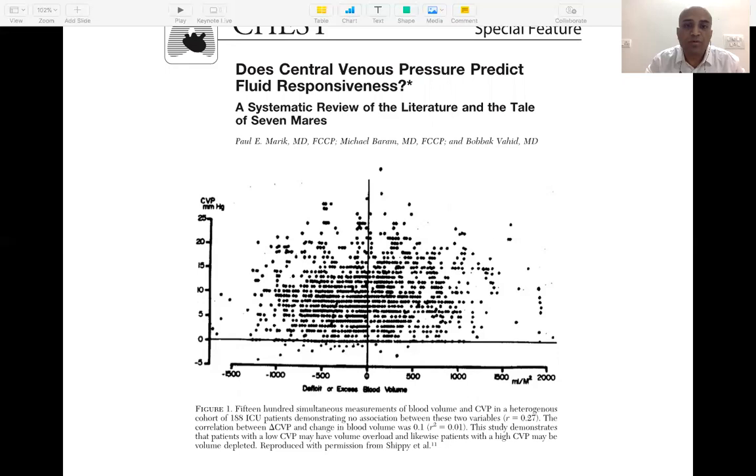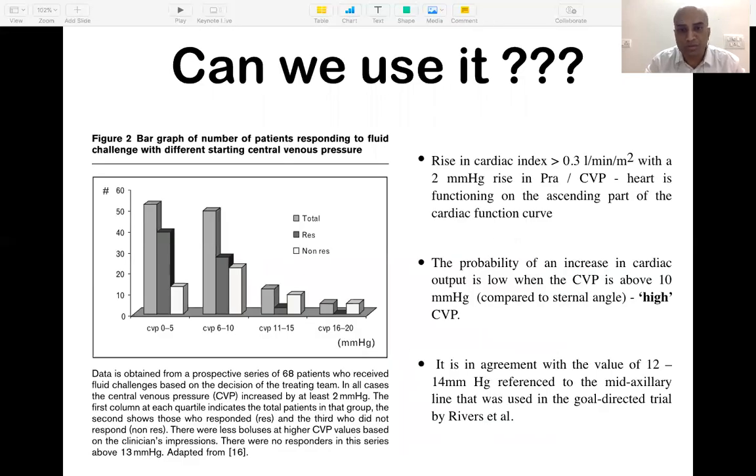But what if you don't have any other modality? Can we use it? Studies have also shown that there will be a rise in cardiac output by 0.3 liter per square meter with a change of 2 millimeter of mercury of right atrial pressure, which indicates that the heart is functioning at the ascending part of the cardiac function curve. So, if the central venous pressure is very low, there is a good possibility this patient will be fluid responsive.